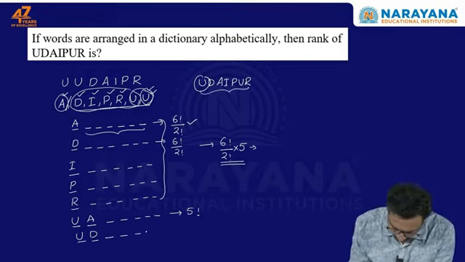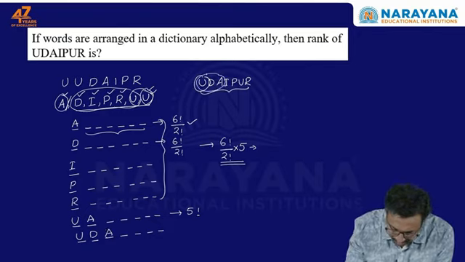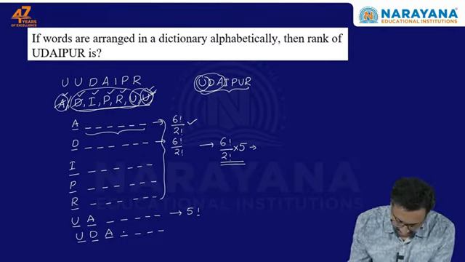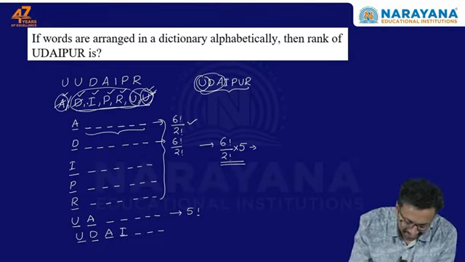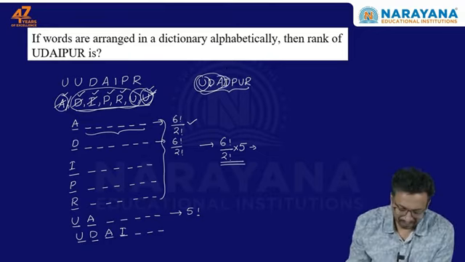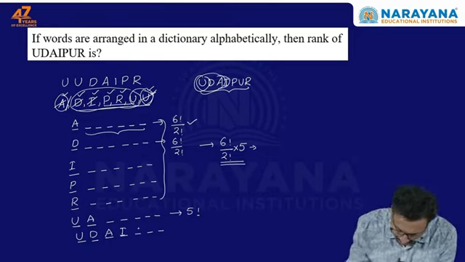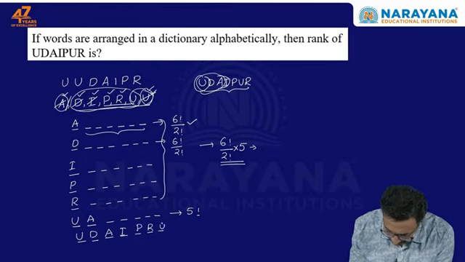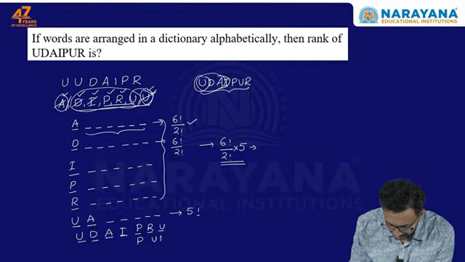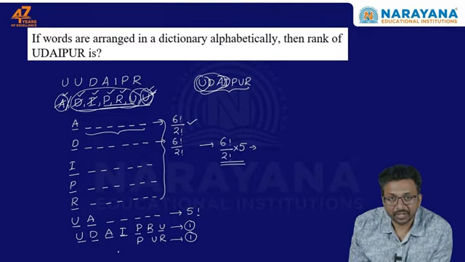Among the words starting with UD, initially UDA words will come. Our Udaipur also starts with UDA, right? So UDA, and in alphabetical order, I is the first letter, UDAI. Our Udaipur also starts with UDA. Then you have PRU as one word. This is the first word starting with UDAI, and the second word is PUR, right? So this is one word, and Udaipur is the next word.